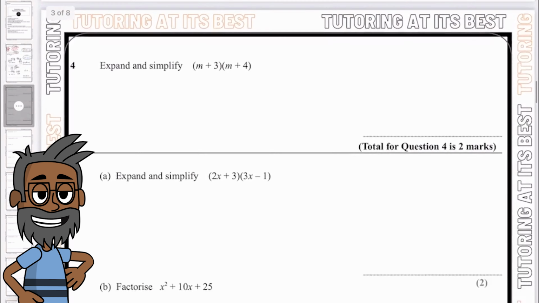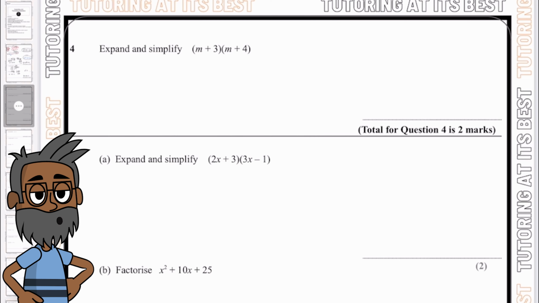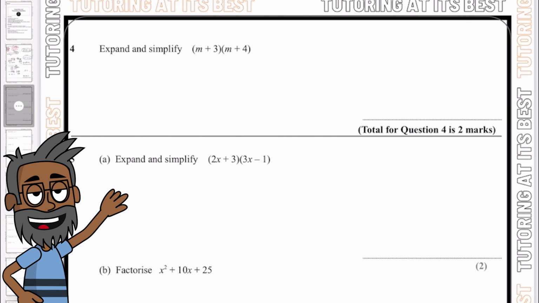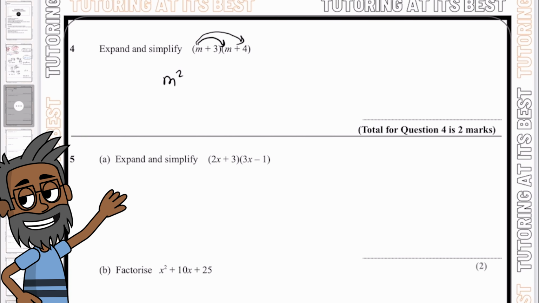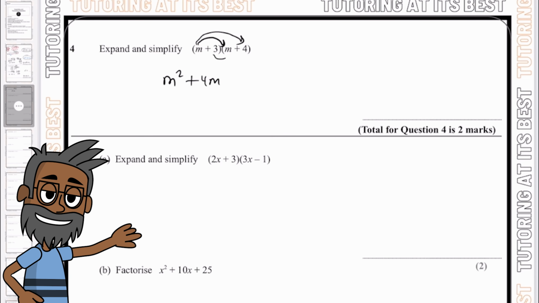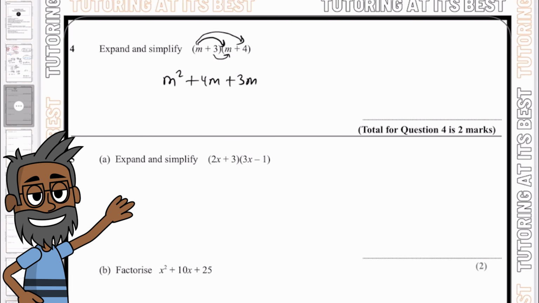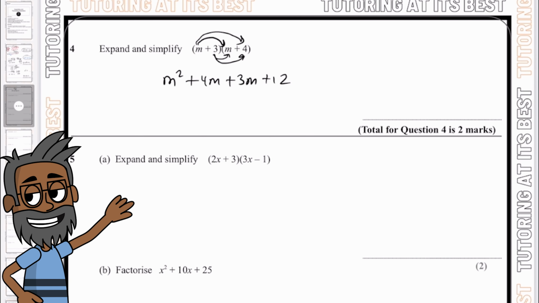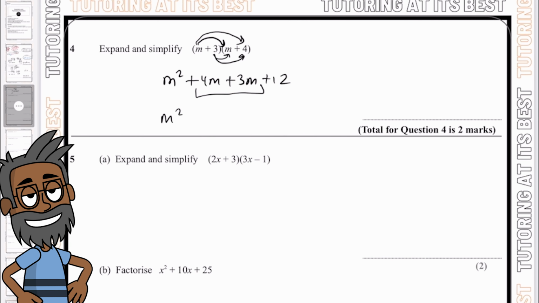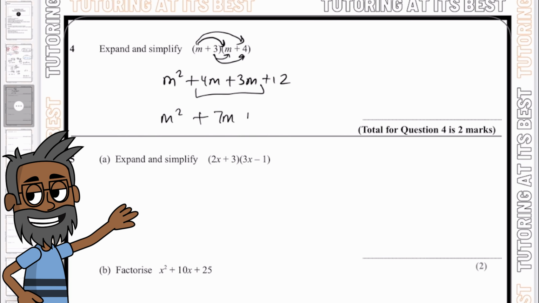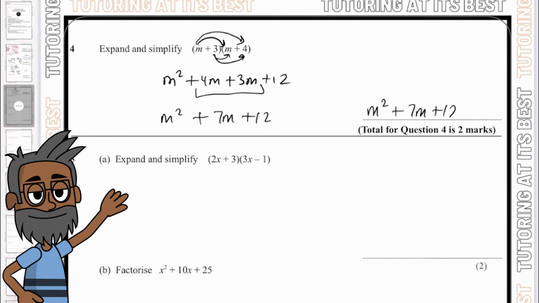Wonderful. Question number 4. Again, we'll go ahead and expand this out. m times m is your m squared. m times 4 is your 4m. 3 times m is 3m. And 3 times 4 is 12. You can now see we have our like terms in the middle, which then give us m squared plus 7m plus 12. And there we are.